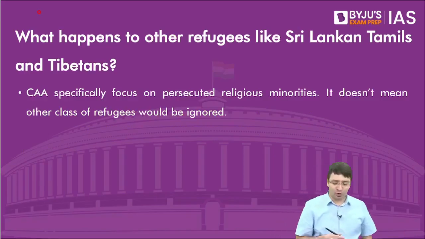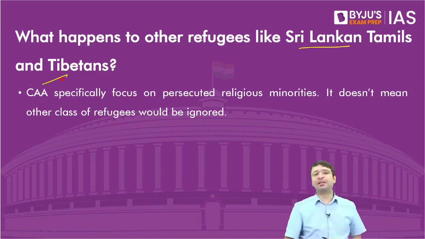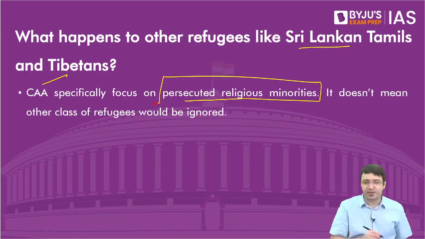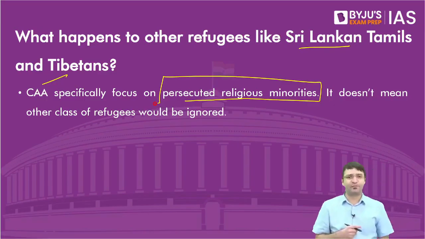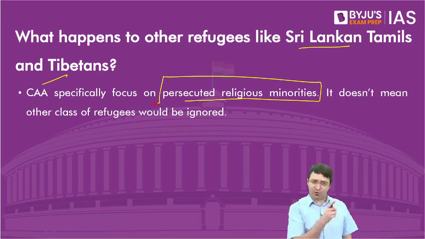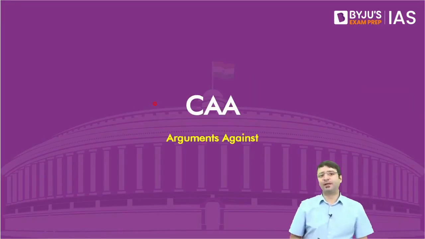And what will happen to those who are Sri Lankan Tamils? What will happen to those who are the Tibetan refugees? CAA right now focuses on persecuted religious minorities, and persecution of them. Later on, we may take up the Sri Lankan Tamil case as well. We may take up Tibetan refugees as well. They may also be given citizenship, but right now the law is focusing on religious persecution. These are the arguments in favor of Citizenship Amendment Act.